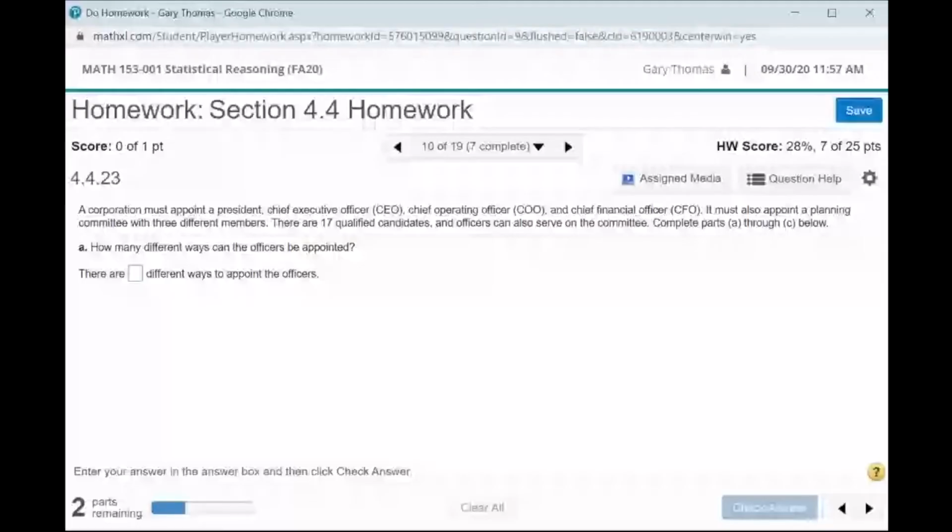Okay, so we are looking at problem number 10 in the exercises, actually number 23 if you look in the textbook. A corporation must appoint a president, a chief executive officer, a CEO, a chief operating officer, a COO. Yeah, they're story problems. And a chief financial officer, a CFO. It must also appoint a planning committee with 3 different members. There are 17 qualified candidates, and officers can also serve on the committee. Oh, so somebody could be both.